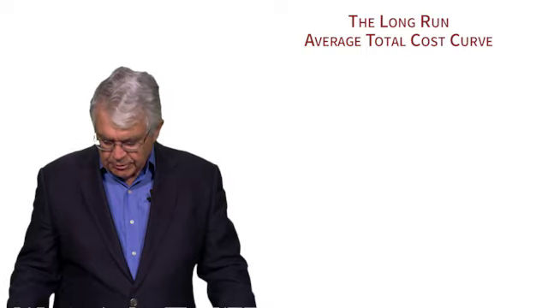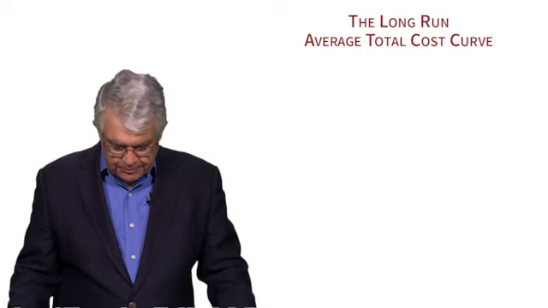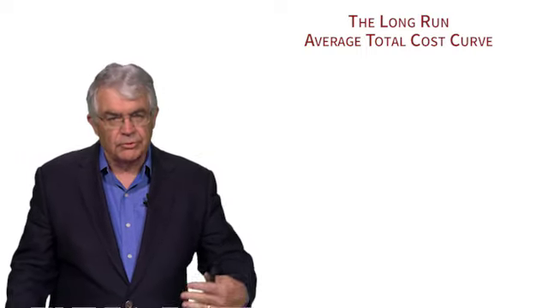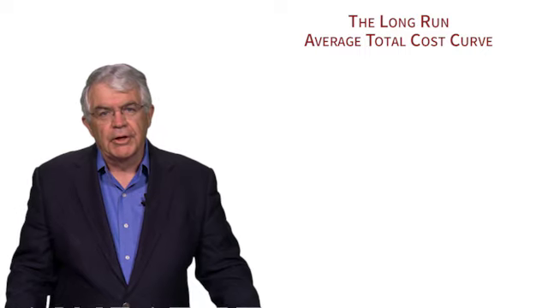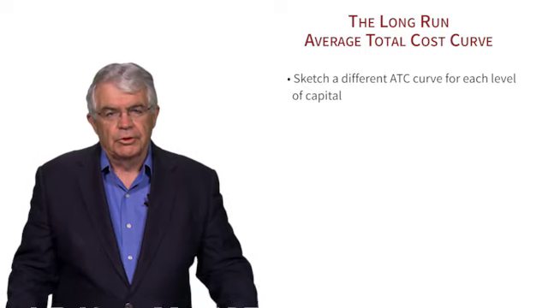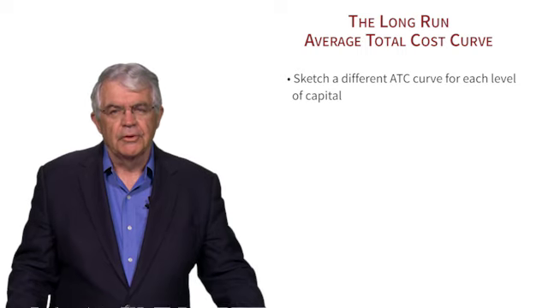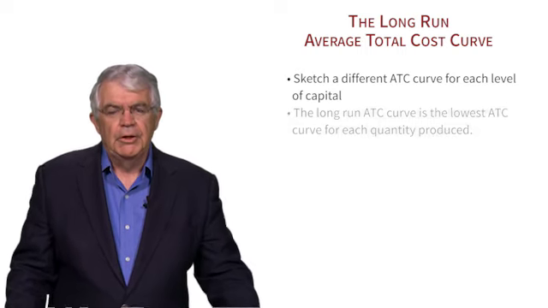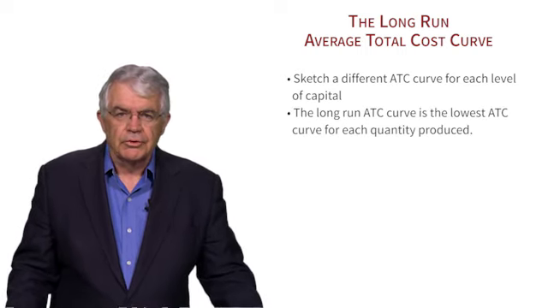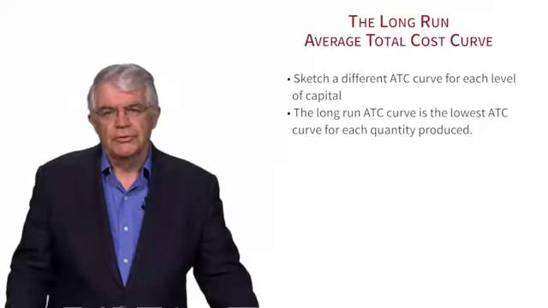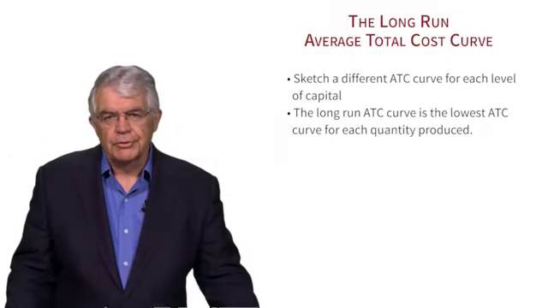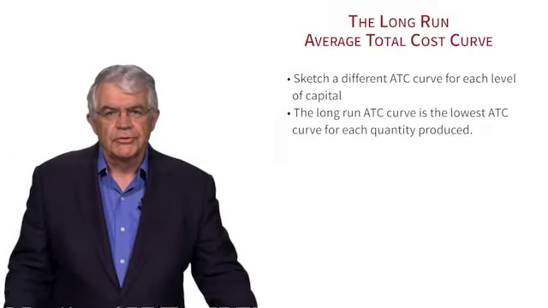Okay, so we can make this a little fancier by considering more levels of capital. And let's just do that. So just derive formally the long-run average total cost curve. So again, we want to sketch a different average total cost curve for each level of capital. We've done that so far with 2 levels of capital. And then we want to derive the long-run average total cost curve as the lowest of those average total cost curves for each quantity produced. We've done that for 2. Let's do it for some more.